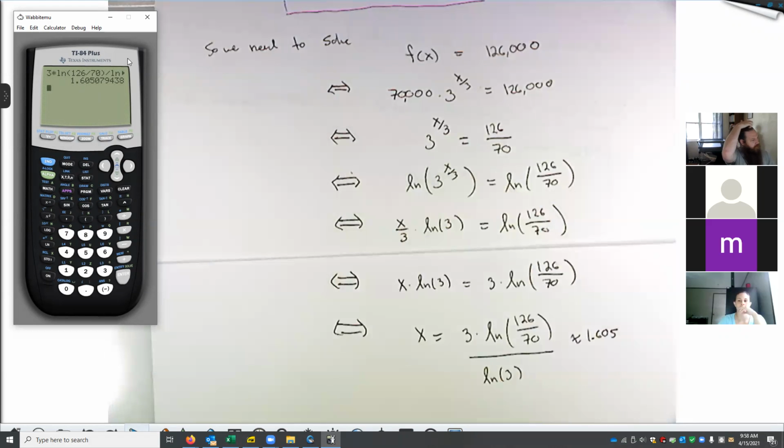So they wanted to know, this is the number of days, right? F of x measures the concentration of the bacteria x days later. So we started with 70,000 bacteria, triples every 3 days. How many days until we get to 126,000? About 1.5, a little bit over 1.5 days.